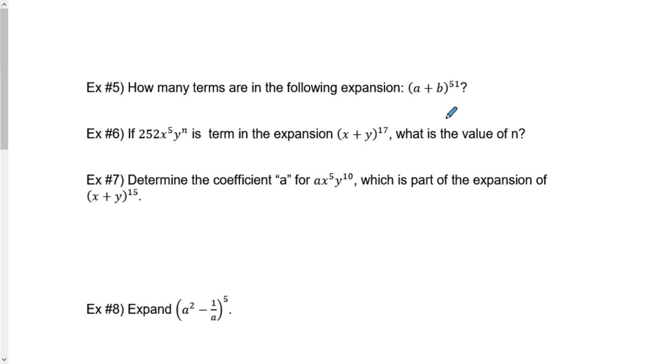How about, how many terms would be in a plus b to the power of 51? Well, it's just going to be 51 plus 1. We're always going to have one more term than what our exponent is.